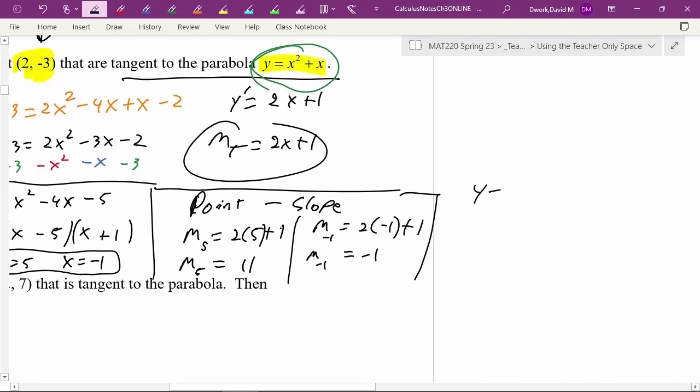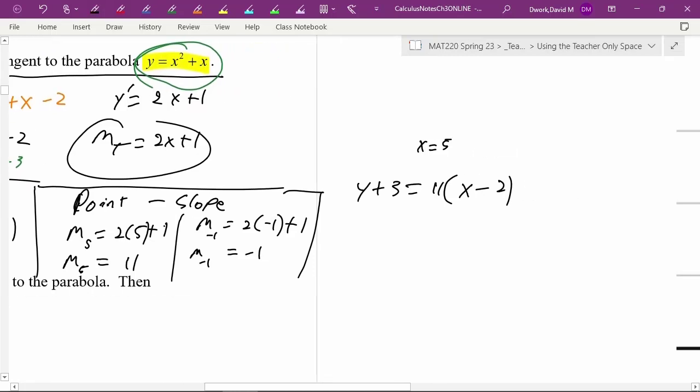So y minus a -3 is equal to, and then I need my x value for 5, which was the slope of 11, and x minus x1, which would be 2. There's one equation. There's one for the x value of 5. Then I need my other one.